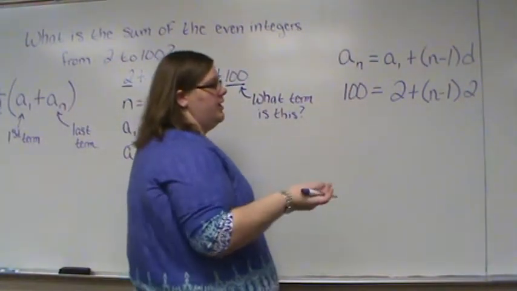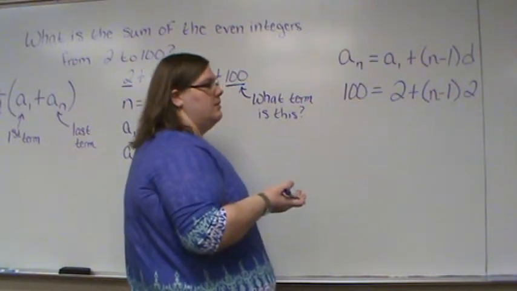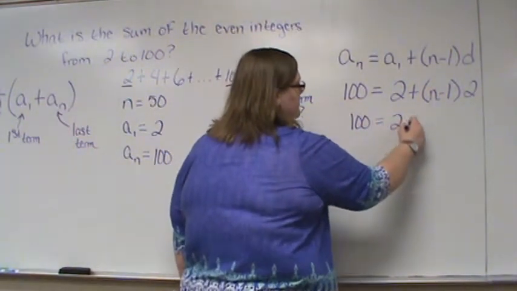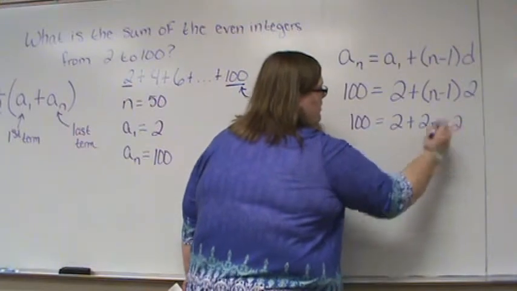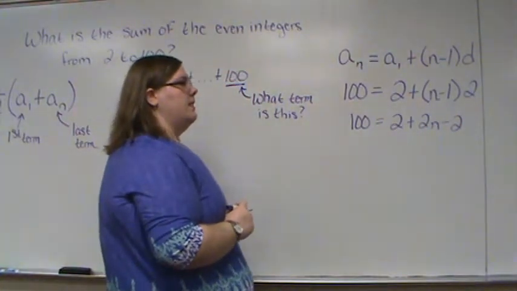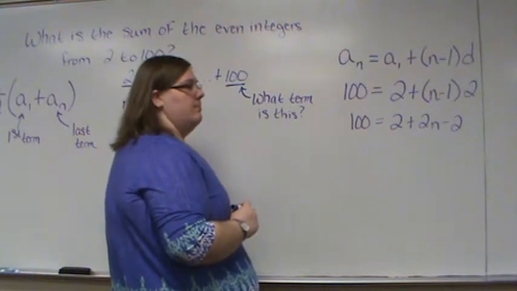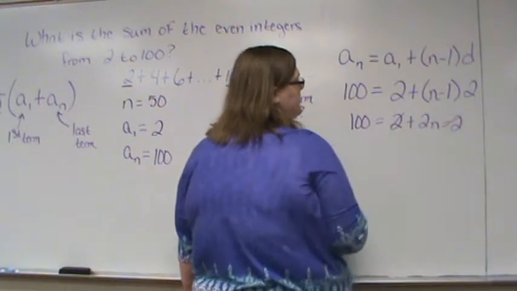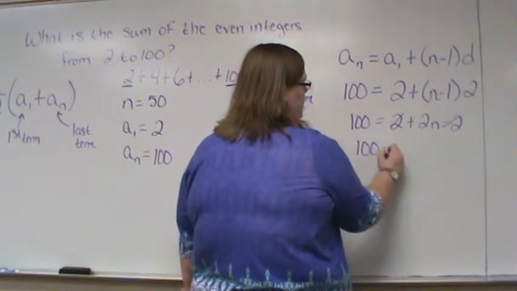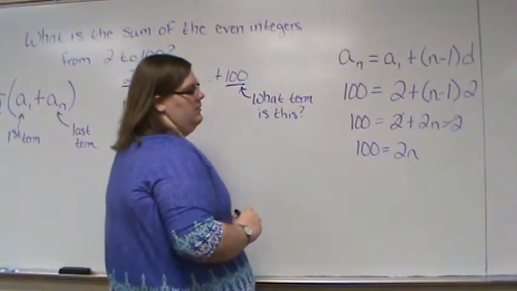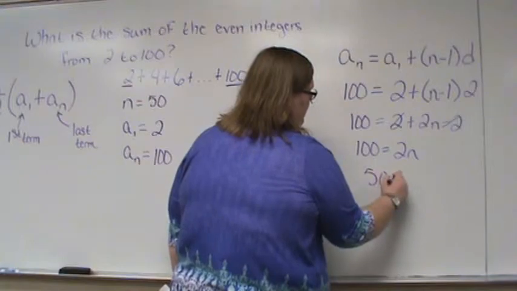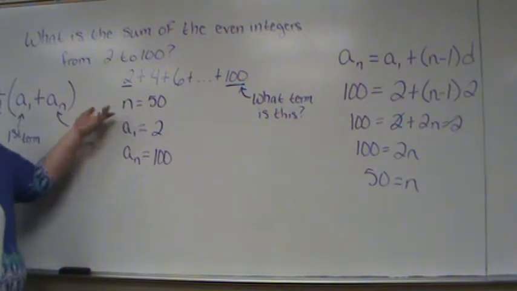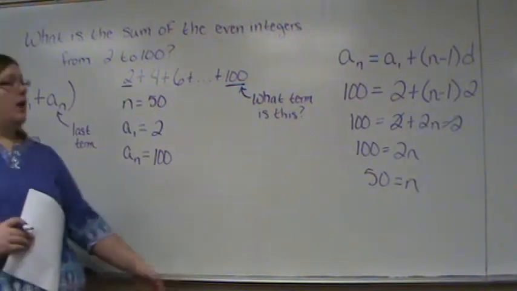So then this should look like just a regular algebra problem that we know how to solve. We have to distribute the 2: 2n minus 2. Then we combine like terms. We have a positive 2 and a negative 2, so they end up canceling out. So we get 100 equals 2n. Then we divide by 2, so we get 50 equals n. So that's a way of actually showing that it equals 50. If you're not sure, you can always check.